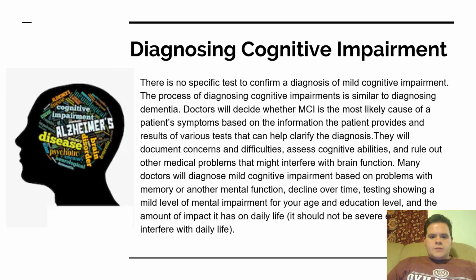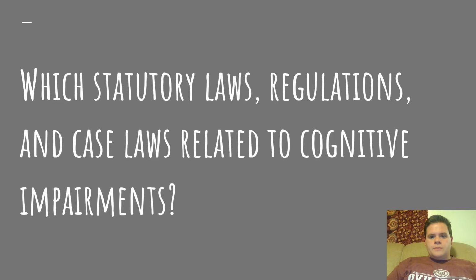Many doctors will diagnose a mild cognitive impairment based on problems with memory or other mental function that decline over time, testing showing a mild level of mental impairment for your age and education level, and the amount of impact that it has on your daily life. So, like many other things, it's not a cookie cutter diagnosis. There's a lot of things that you have to take into consideration, a lot of things that can be involved in cognitive impairments. So always be careful and do a lot of research when trying to diagnose or see if children have cognitive impairments.